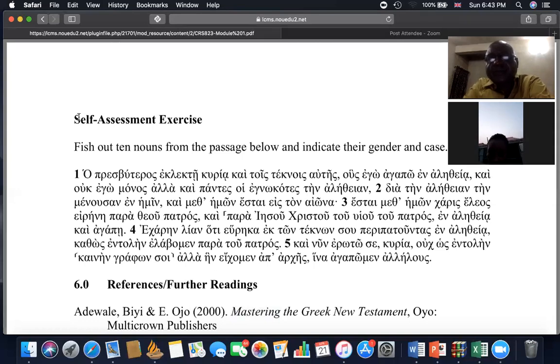So the other one is taken from aletheia. It is neuter and plural. What case? It is nominative. Okay. The next one is monos.